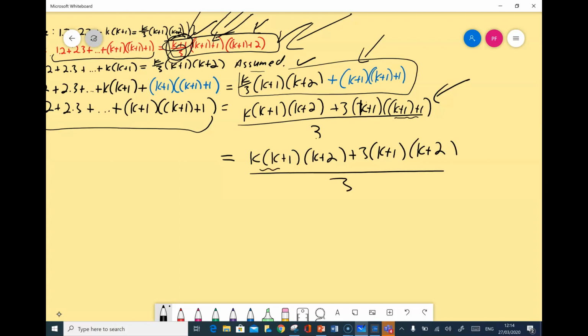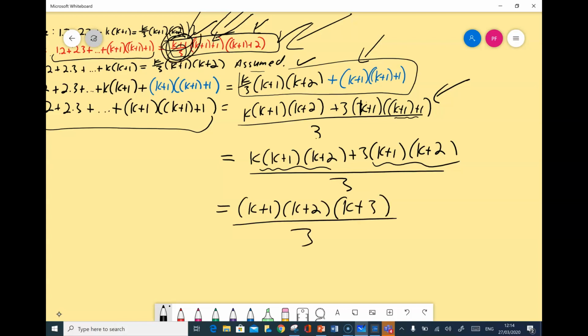So what's common to both? K plus 1, k plus 2 is common to both. So I'll factorize that out. That's k plus 1 times k plus 2 multiplied by k plus 3, all over 3. Let's make it look like what we need to prove. So we put our k plus 1 out to the side.